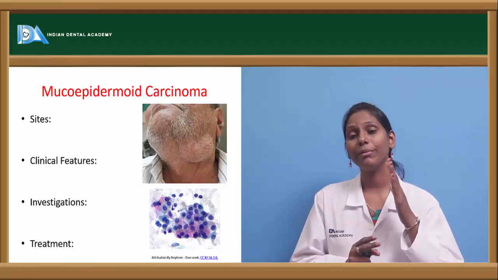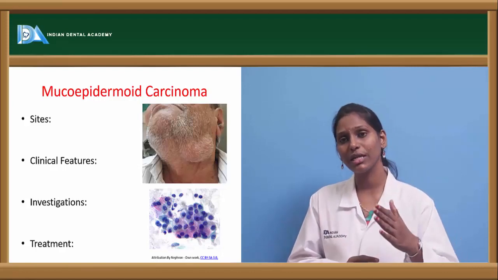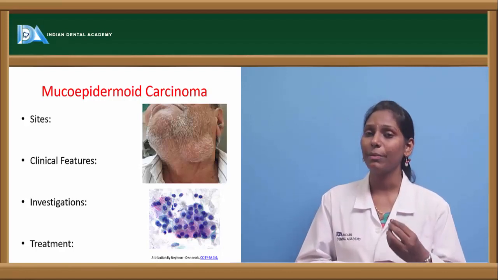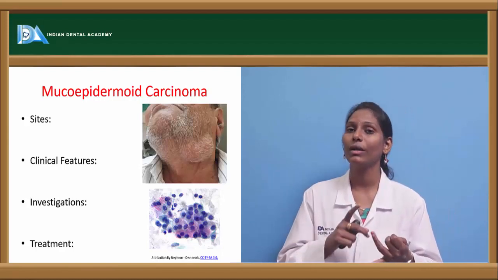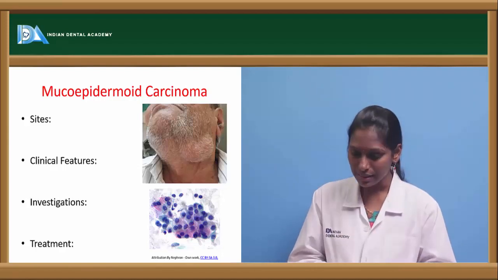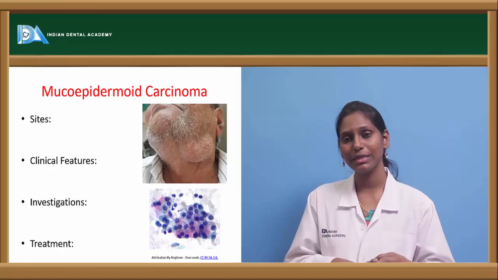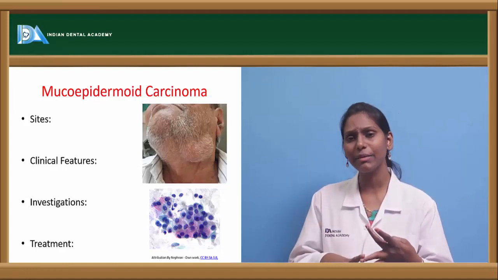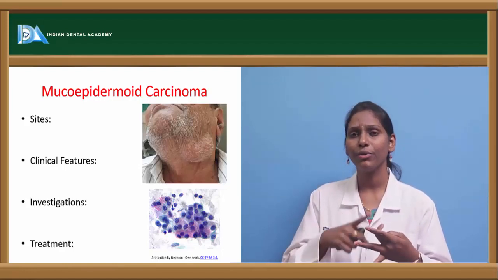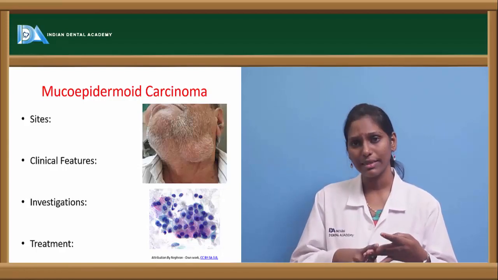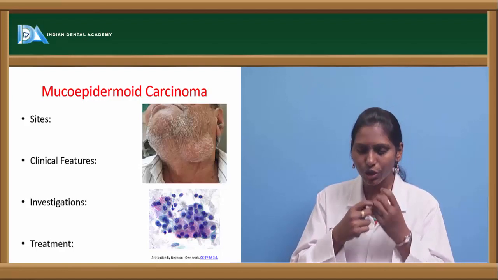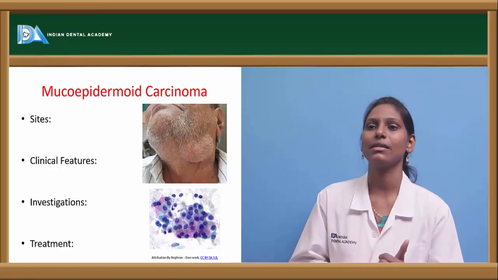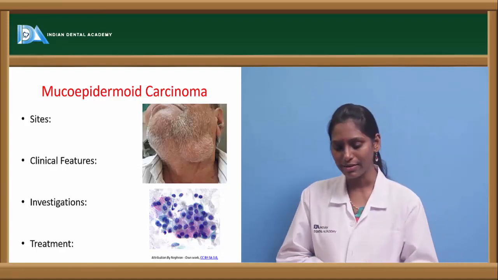Histopathologically, based on the type of cells that are present, it is divided into 4 types. One is clear cell type, one is intermediate type, one is squamous cell type, and one is mucin producing type. The intermediate type is usually a precursor of your mucin producing type and squamous cell type, whereas clear cell type is the one where we predominantly see clear cells in case of this mucoepidermoid carcinoma.